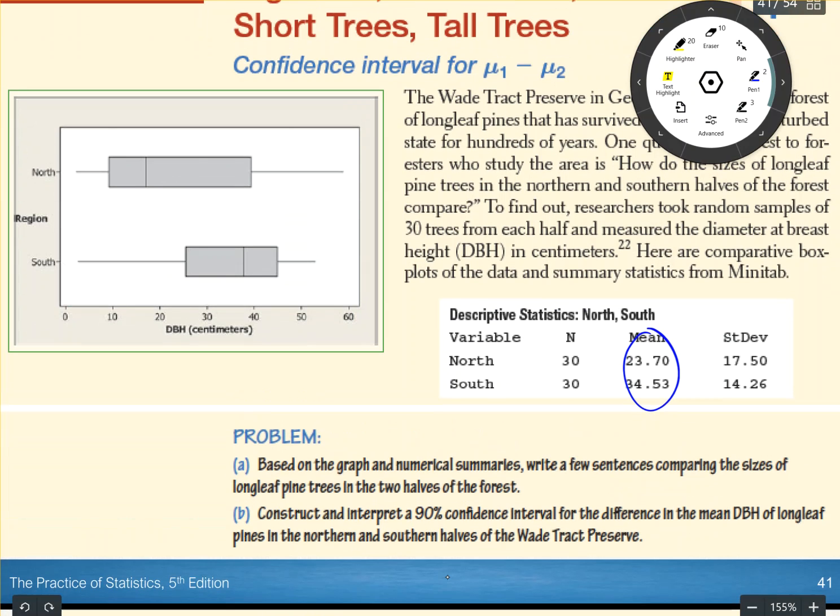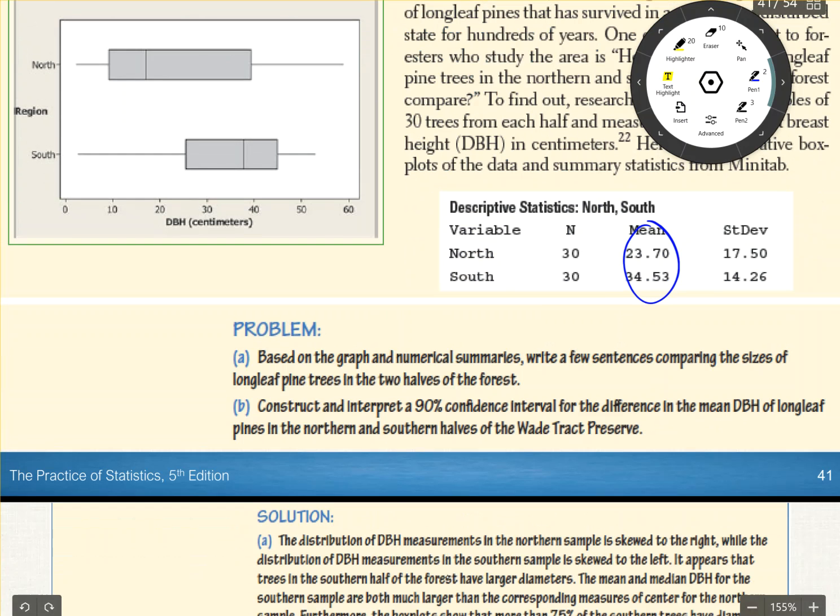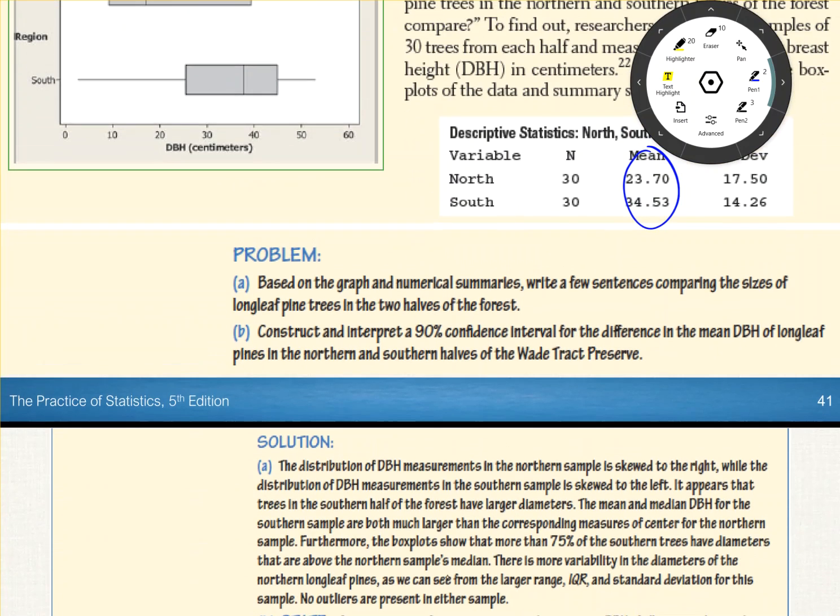And then B, construct and interpret a 90% confidence interval for the difference. Okay, so we'll do that in a second. Let's read what they say.